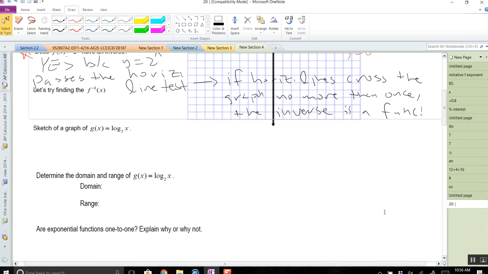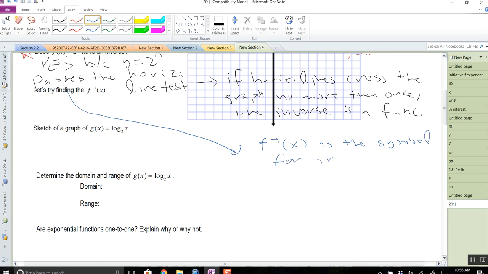So I'll do it over here because I'm kind of running out of space. By the way, f negative 1 of x is the symbol for an inverse function. Sorry for my messy handwriting. Just so you know, when you see that negative 1, it's not 1 over f of x. Don't think that. It's a notation thing. It's a symbol for inverse. So how do you find it? We switch x and y, right?